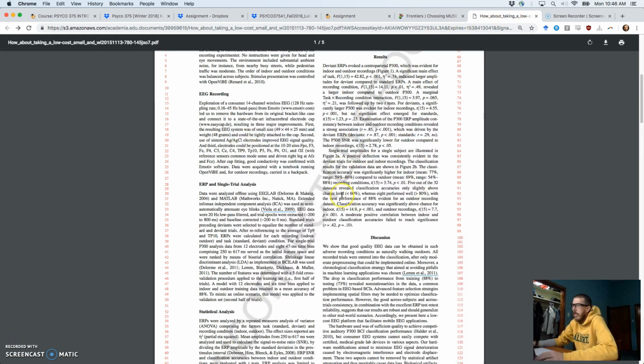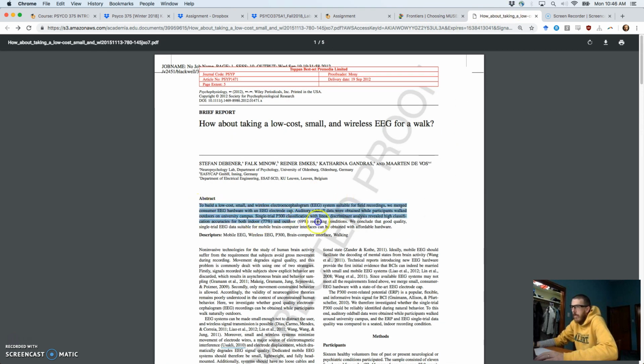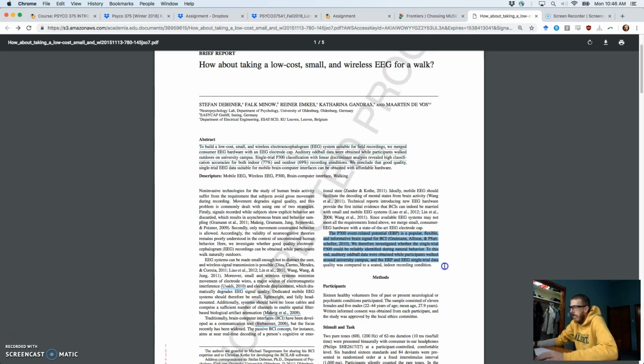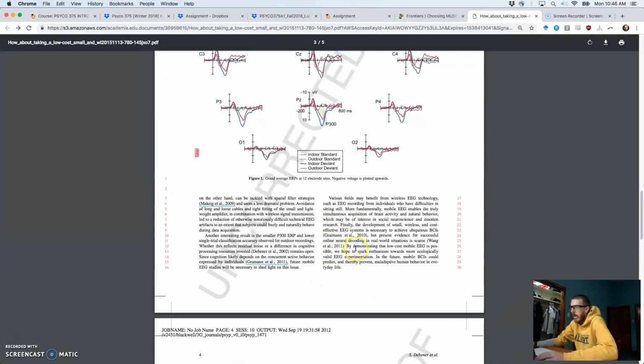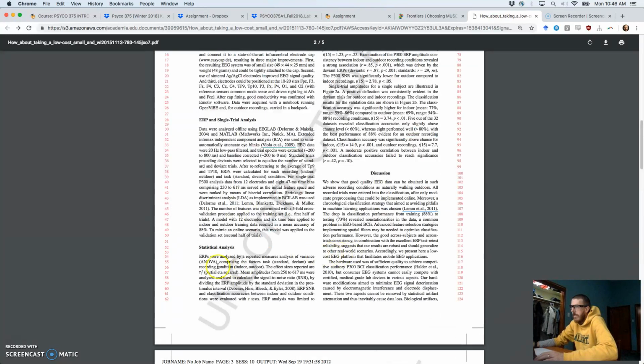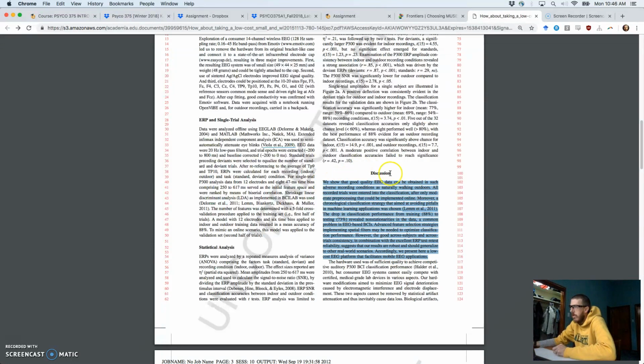So, once we're done reading those three important paragraphs, the abstract, the last paragraph of the introduction, and the last paragraph of the discussion, there are some other important paragraphs we might want to read. For instance, the first paragraph of the discussion is usually quite a good summary of the paper as well. "We show that good quality EEG can be obtained in such adverse recording conditions as walking outside." And so they're already describing the results and discussing them in terms of the literature. "We present here a low-cost EEG platform that facilitates mobile EEG applications."